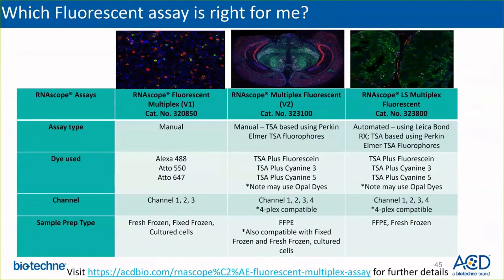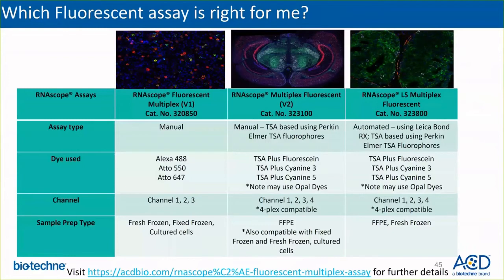The second assay, multiplex fluorescent V2 assay, is a TSA-based assay, where it utilizes PerkinElmer TSA Plus fluorophores or Opal dyes. It was developed with FFPE tissues in mind to help address the autofluorescence issue. This assay can also be followed with immunofluorescence. We have a technical note up on our support web page for the dual ISH-IF protocol. With the additional purchase of 4-plex auxiliary kit, the assay will allow for 4-plex capability to detect 4 mRNA markers simultaneously.